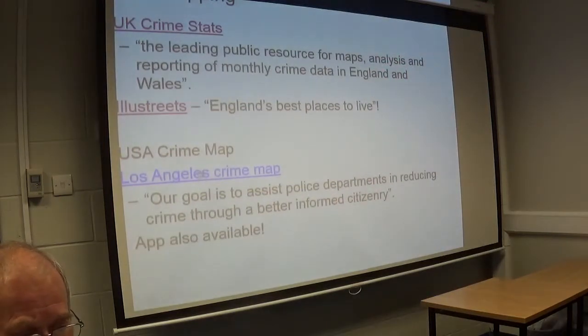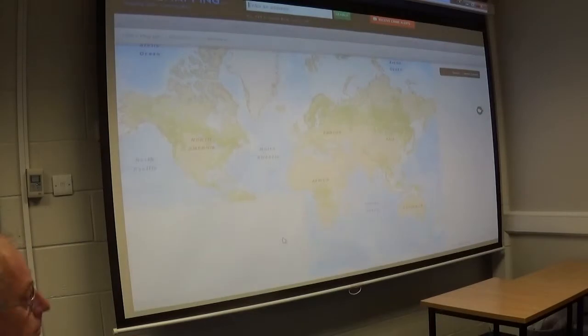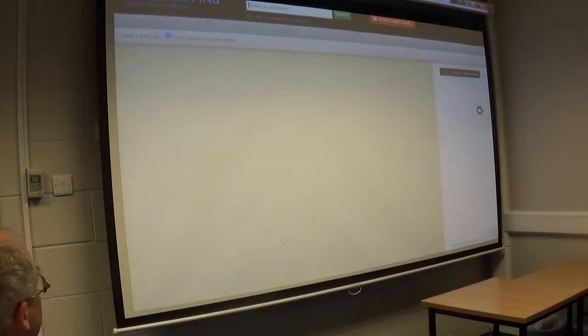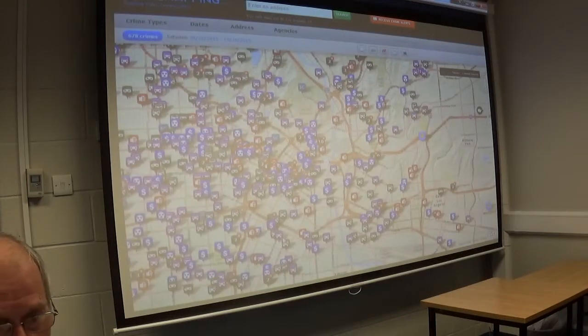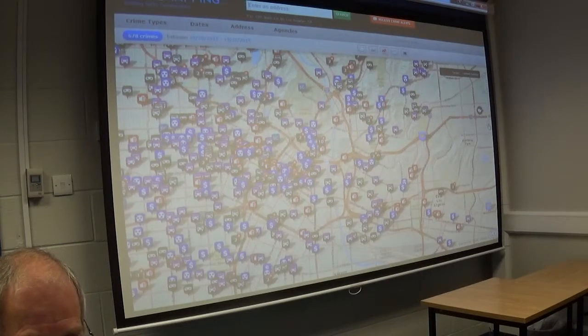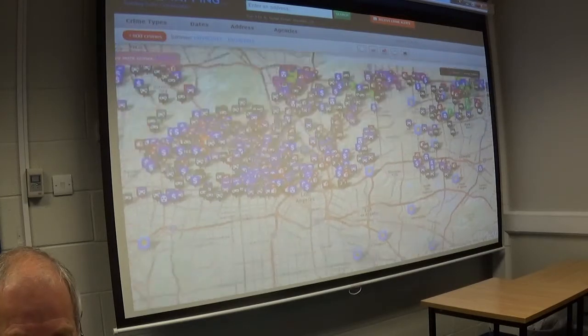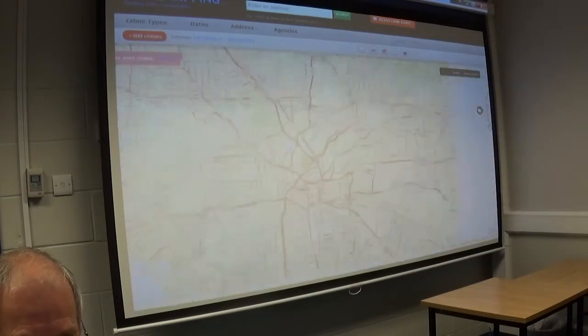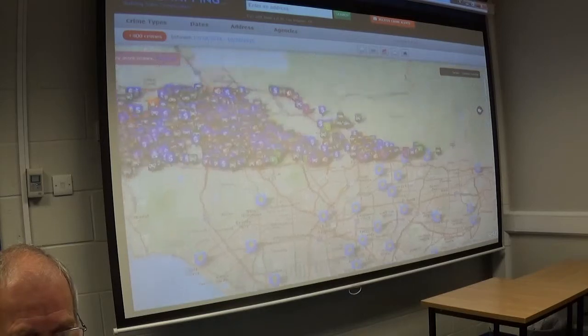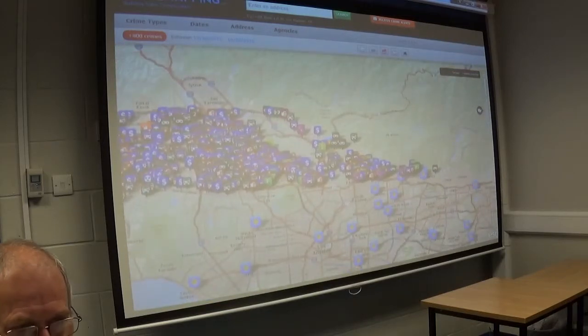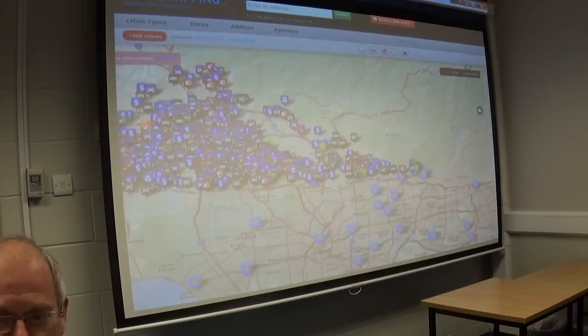And then there's the US one as well. US crime data, again. So this is Los Angeles. Each one of these is an individual crime location. Okay. Look at that, how it's all concentrated in that area.